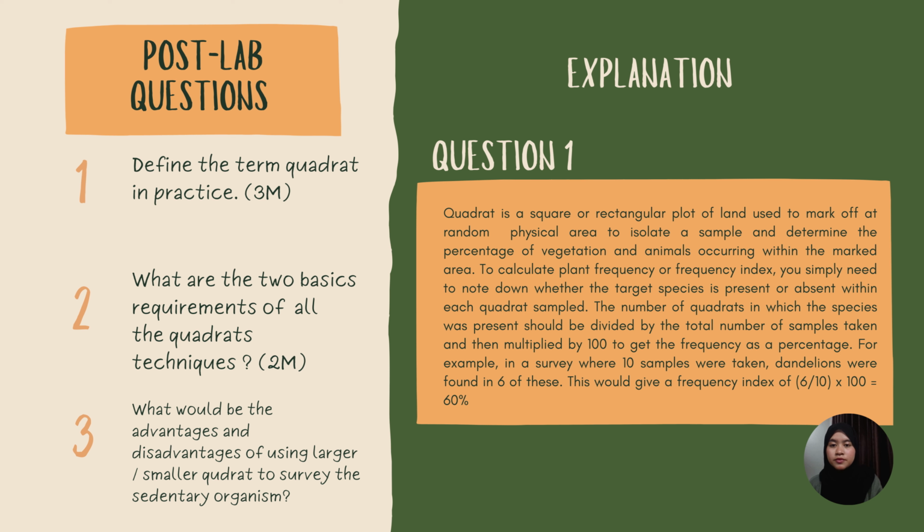To calculate plant frequency or frequency index, you simply need to note down whether the target species is present or absent within each quadrat sampled. The number of quadrats in which the species was present should be divided by the total number of samples taken and then multiplied by 100 to get the frequency as a percentage. For example, in a survey where 10 samples were taken, dandelions were found in 6 of these. This would give a frequency index of 6 divided by 10 multiplied by 100 equal to 60%.